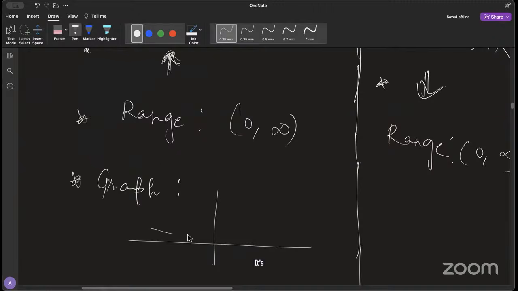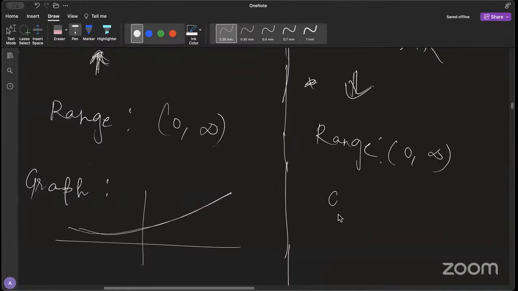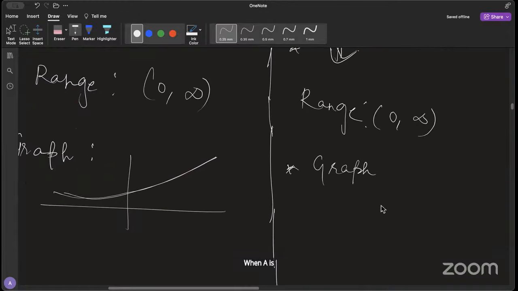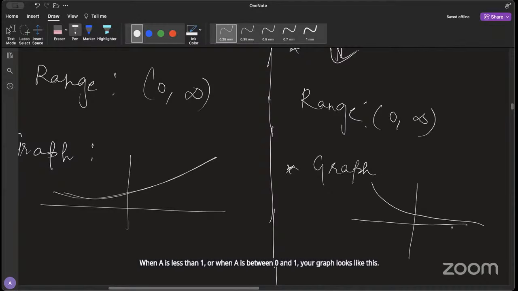It's this. And this graph looks like this. When a is less than 1, or when a is between 0 and 1, your graph looks like this. That means it's decreasing here. It's coming close to the x-axis here. And it's increasing on this side, it's going to infinity.